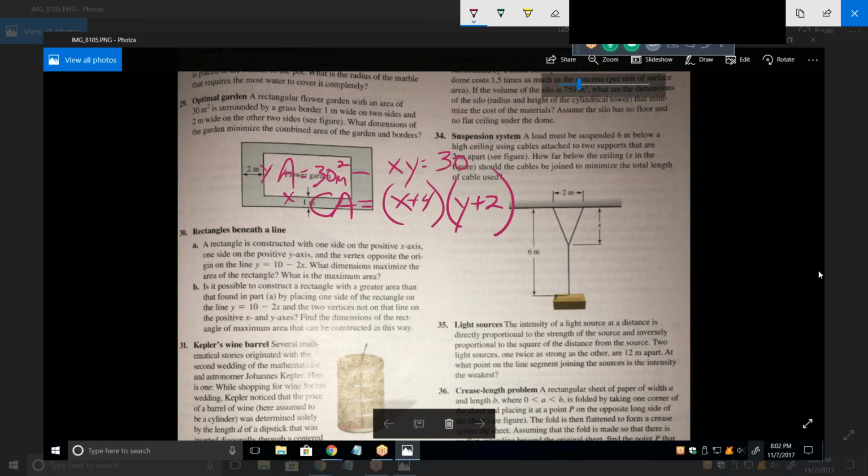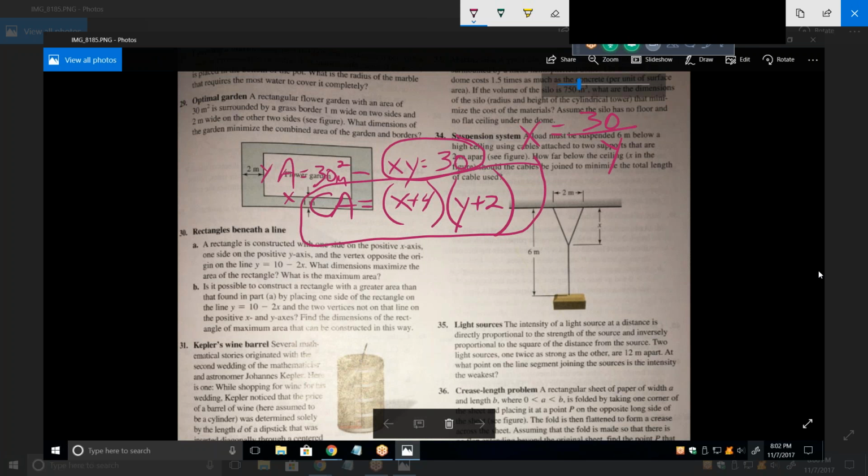Now, here's the key equation to be optimized. The problem is that it's a function of 2 variables. I can't take the derivative of CA because I've got 2 variables on the other side. But this gives me a way of expressing one variable in terms of another. If I solve this other equation for x, I get x equals 30 divided by y.